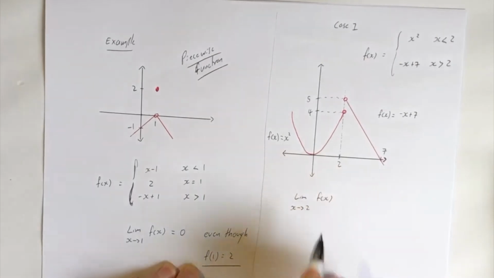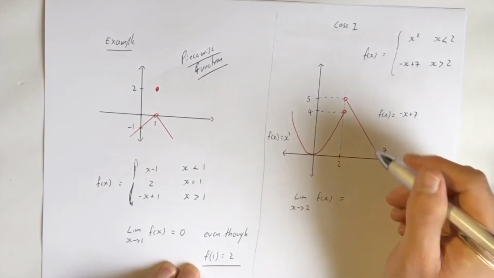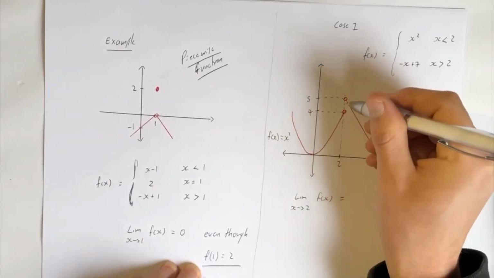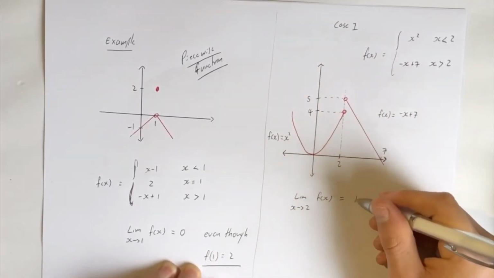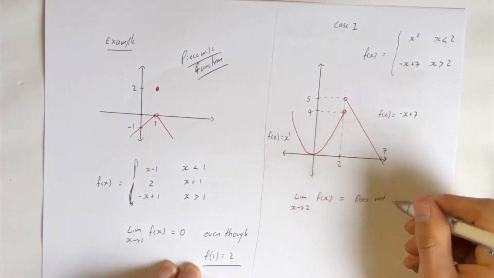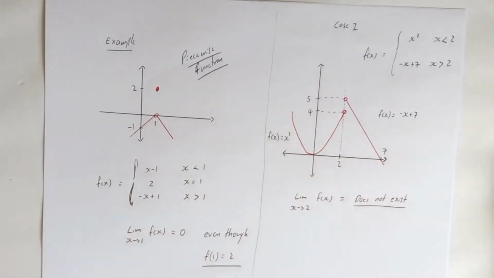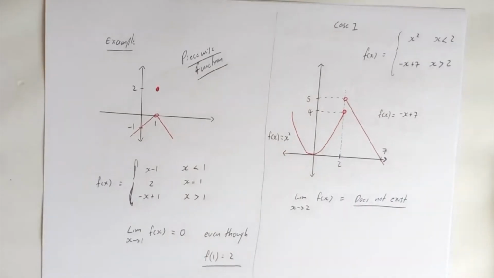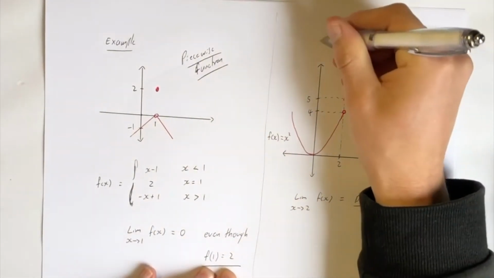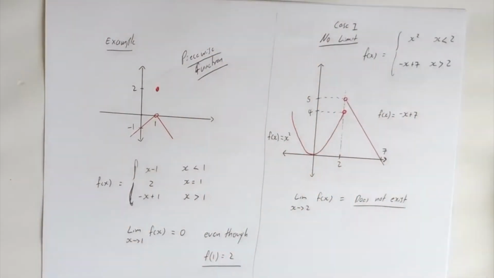So the limit, well, what happens when we get closer to 2 from this side? We get closer to 4. And when we get closer to 2 from this side, we get closer to 5. And because those are two different values, the limit does not exist. There is no way to know where you're going with two different values from the left and the right. So this case is no limit.